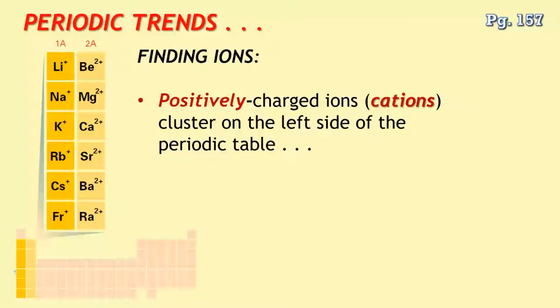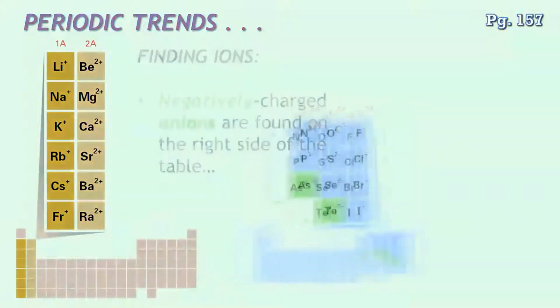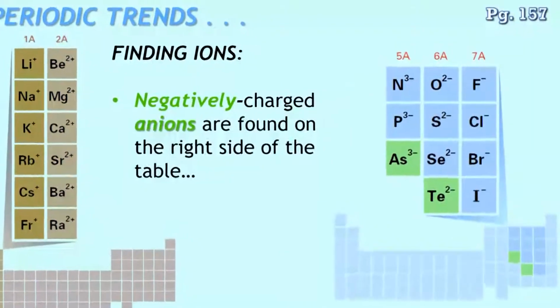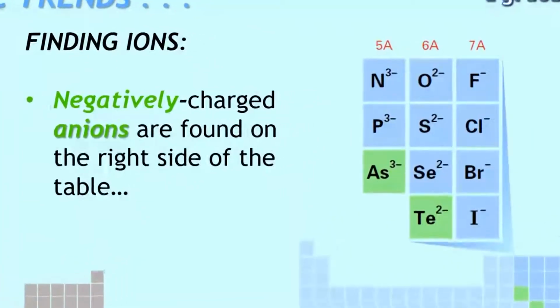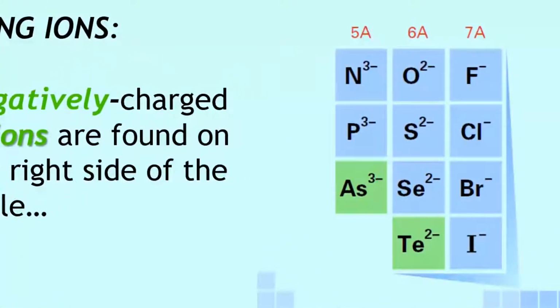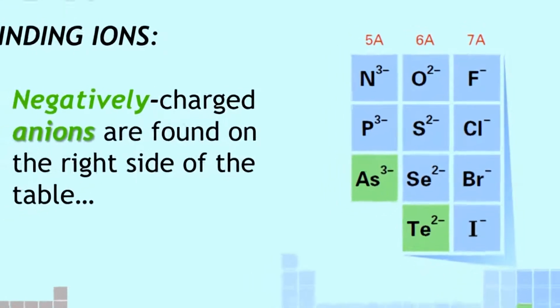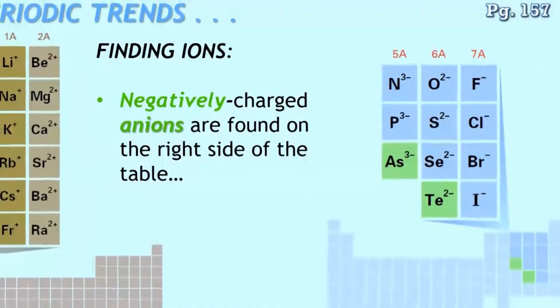But if positively charged ions cluster on the left side, then it makes sense that negatively charged anions are found on the right side of the table. And here the numbering system works backwards. So in the US system, group 7A, fluorine, chlorine, bromine, and iodine, they're all 1-. Group 6A, oxygen, sulfur, selenium, tellurium, they're all 2-. And group 5A, which includes nitrogen, phosphorus, and arsenic, they're all 3-.